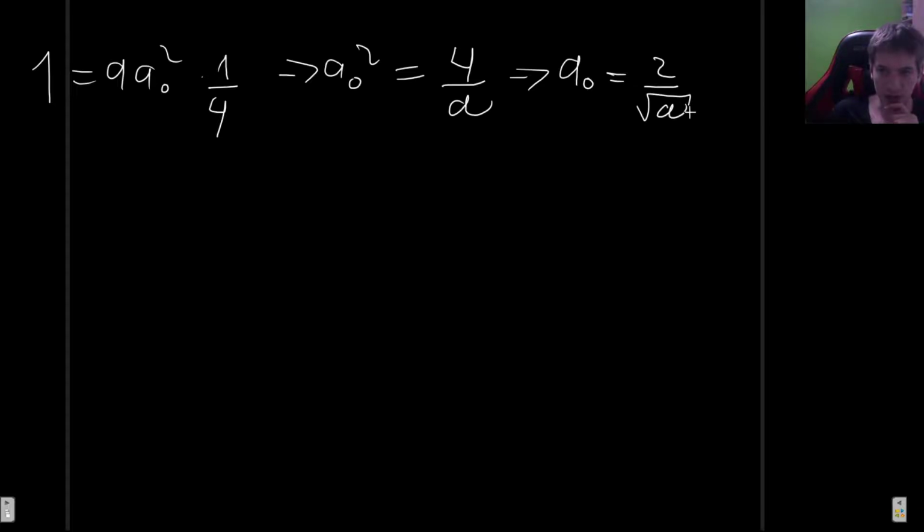From here we can find a0 squared is going to be 4 divided by a. And this means that a0 will be 2 divided by the square root of a. So here we found the first normalization constant.